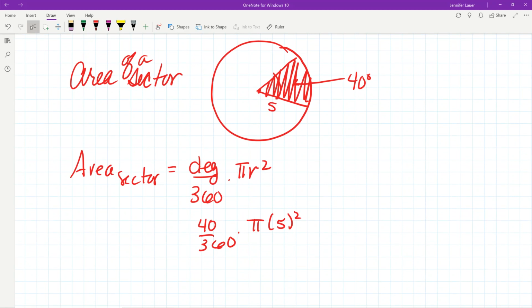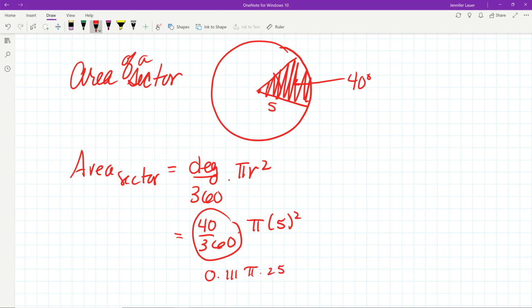One of the biggest problems I see that students run into is how to input things into a calculator. All that is saying right there is 40 divided by 360. So I'm going to grab a calculator and say 40 divided by 360, and you get 0.111, something like this, times pi times 25.